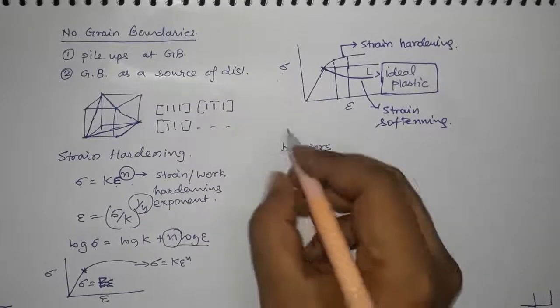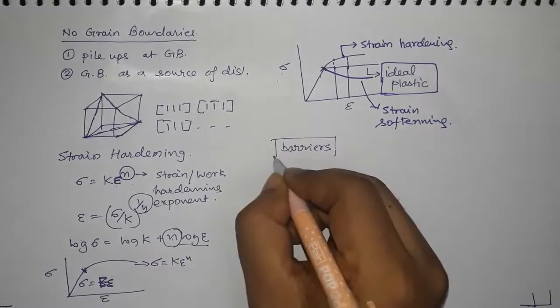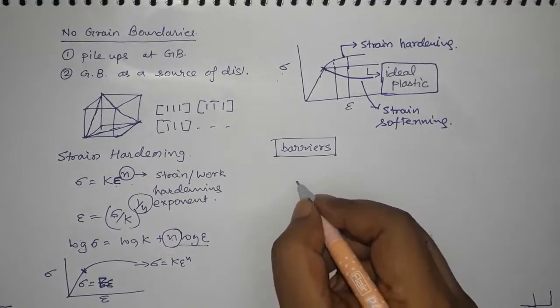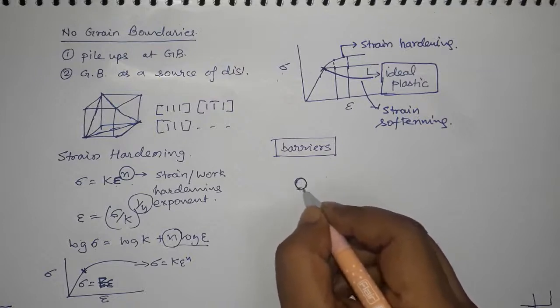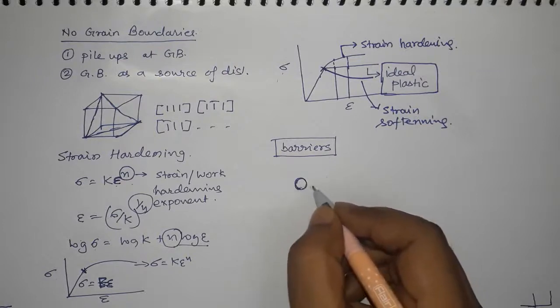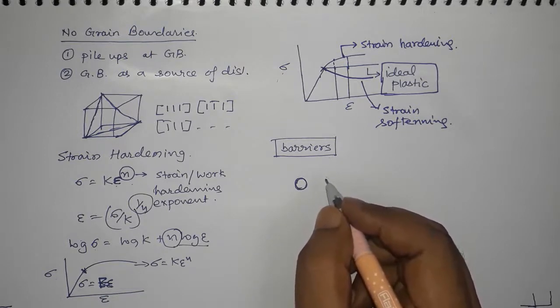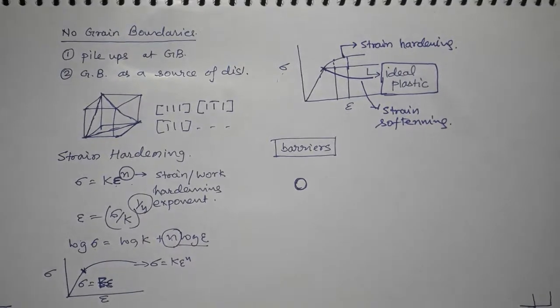So the proposed theory was that dislocations pile up at the barriers. Let's imagine that there is a precipitate, and this precipitate has to be incoherent in order to stop a dislocation. It has to be incoherent. So precipitates can be of different types.